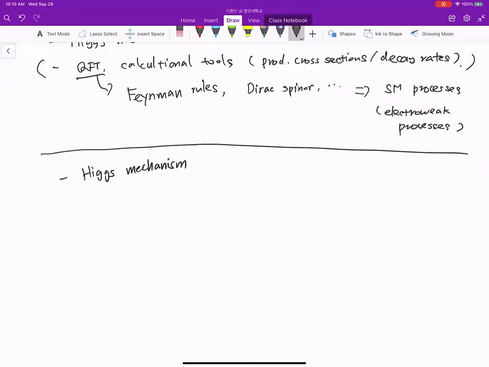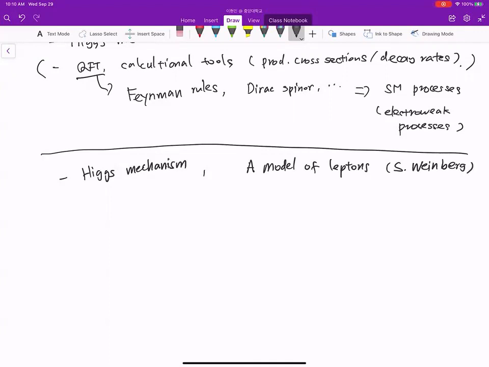But the Higgs mechanism was applied to the standard model by Steven Weinberg for the first time. And this paper, A Model of Leptons, Steven Weinberg. I think that paper is still readable.